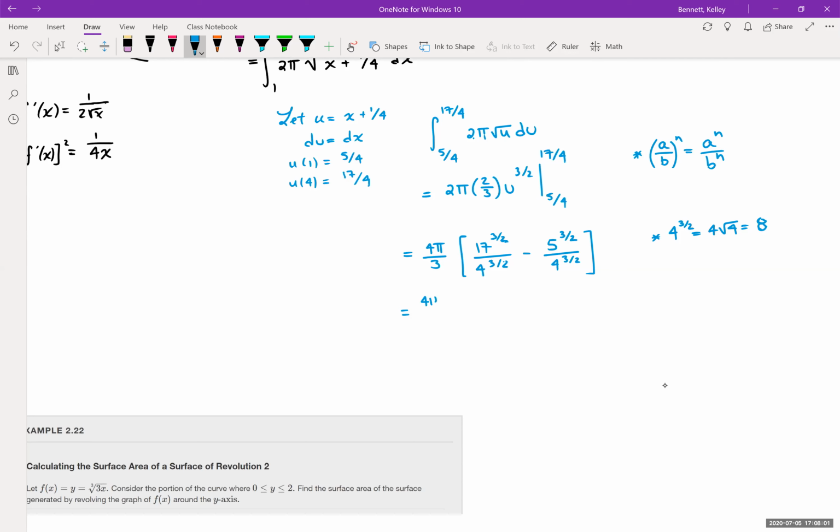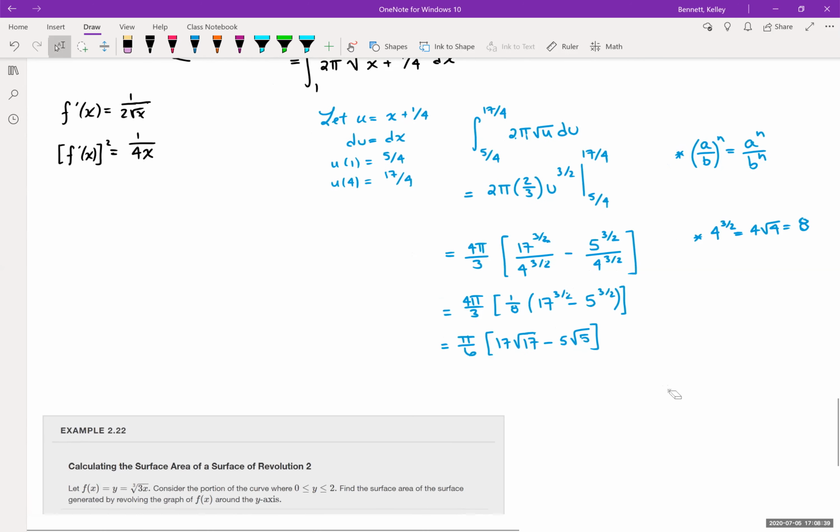So I get 4 pi over 3 times 1/8. They both have a 1/8, so I'm going to go ahead and factor that out now. 17 to the 3/2 minus 5 to the 3/2. So I get pi over 6. And 17 to the 3/2, that's just 17 root 17 minus 5 root 5. Do I have an approximation for that? No, I don't, but have fun with your calculator.